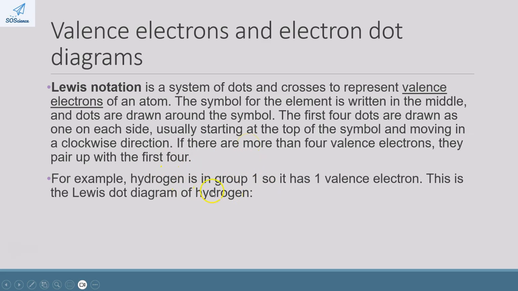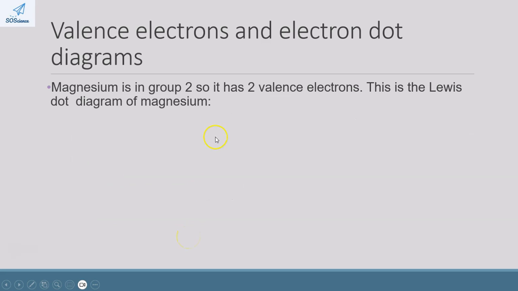So for example, hydrogen is in group 1. It has 1 valence electron. So the Lewis dot diagram of hydrogen is simply the symbol of hydrogen, H, with 1 valence electron. Magnesium is in group 2, so it has 2 valence electrons. So here's the electron dot diagram or the Lewis dot diagram. I've got 1, 2. So I start at the top and I go clockwise.